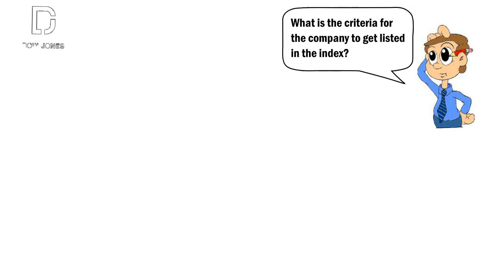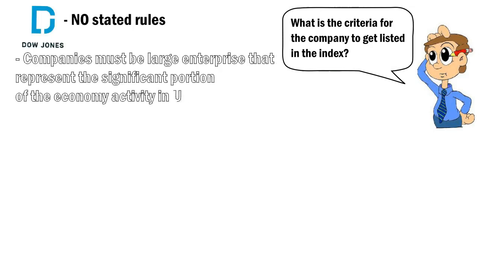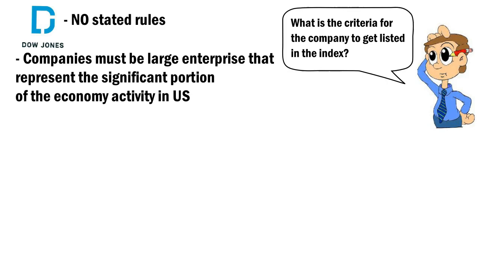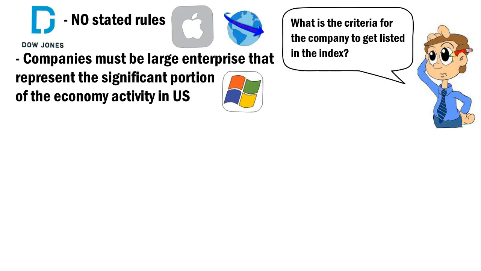You may be thinking, what is the criteria for a company to get listed in the index? For Dow, there is no specific rule. But the companies must be large enterprises that represent a significant portion of the economic activity in the United States. Examples are Apple and Microsoft, which have business globally. This global business has a huge effect on economic activity in the US.